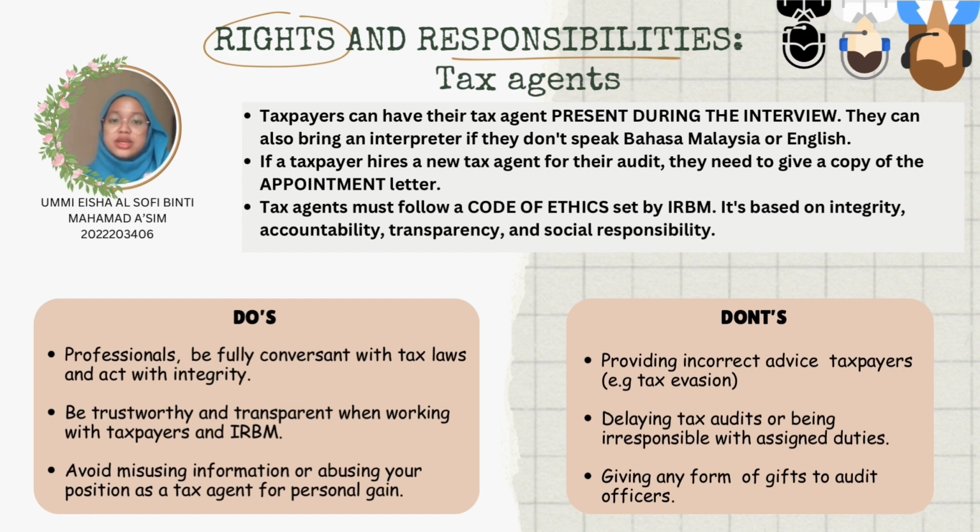So what they should not do as a tax agent is, first, providing incorrect advice to the taxpayer and working with them to avoid paying the right amount of taxes. The second one is delaying the tax audit or being irresponsible with the assigned duties. And lastly, giving any form of gift to the audit officer.